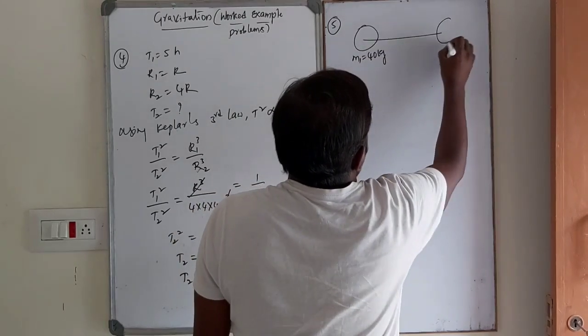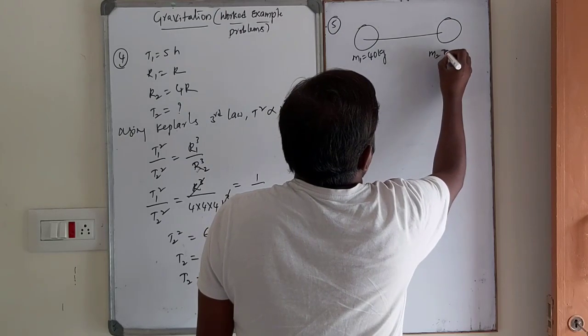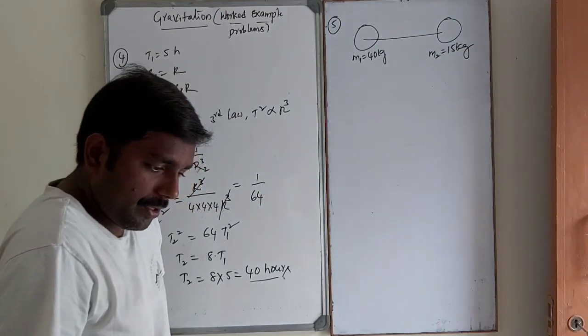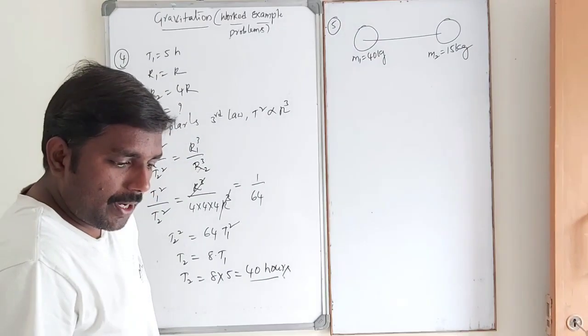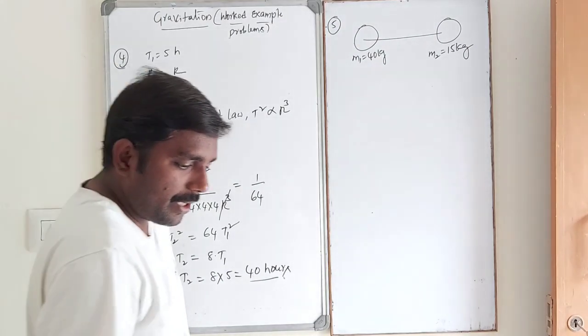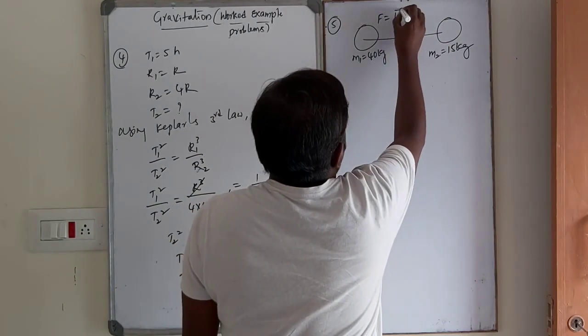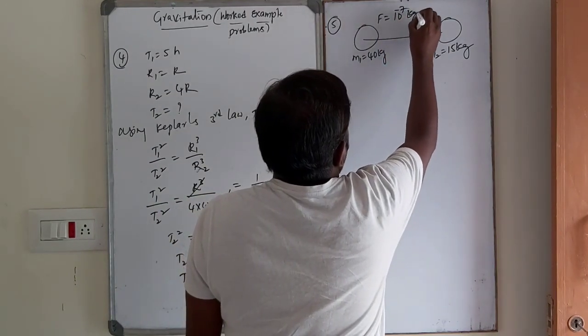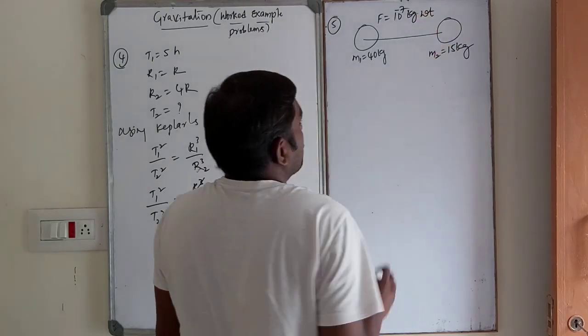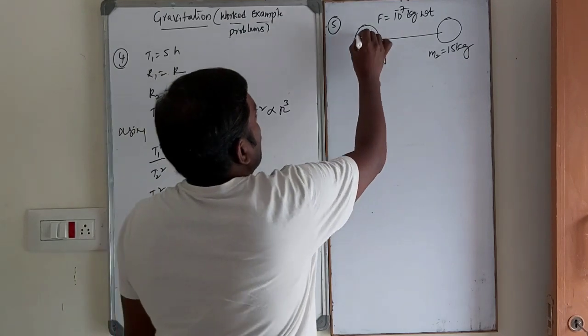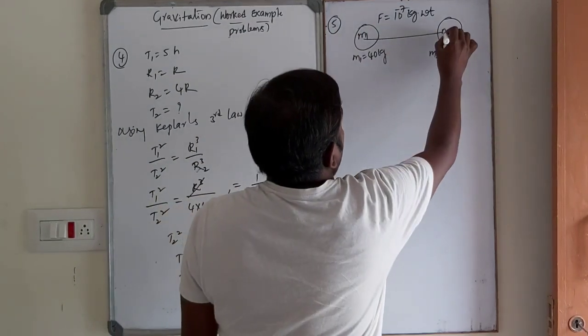This is another sphere of mass equal to 15 kg. Okay, clear. The force of attraction between two spheres of masses 40 kg and 50 kg is 10 power minus 7 kg weight. Force is already given. This is mass M1, and this is mass M2.